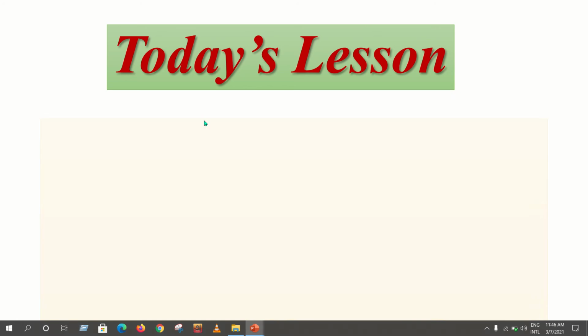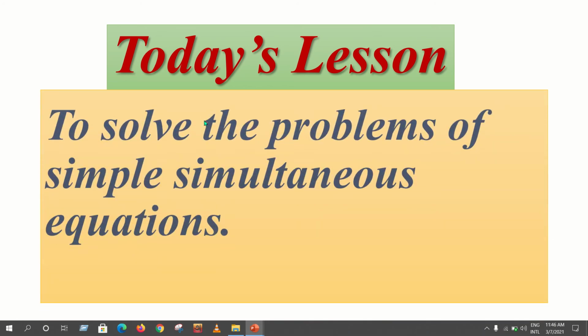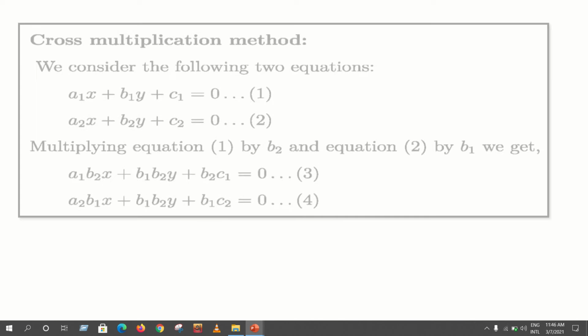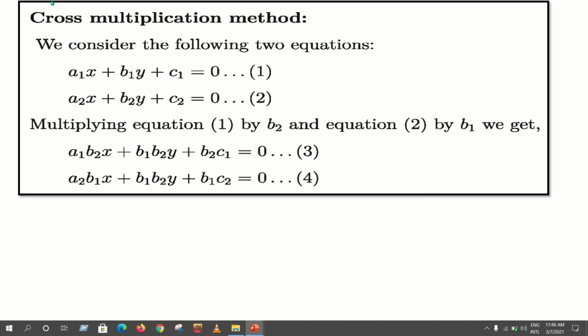Today's lesson: to solve the problems of simple simultaneous equations. Today I will discuss the cross multiplication method. We consider the following two equations: a1x plus b1y plus c1 equal to 0. This is equation number 1. a2x plus b2y plus c2 equal to 0. This is equation number 2.